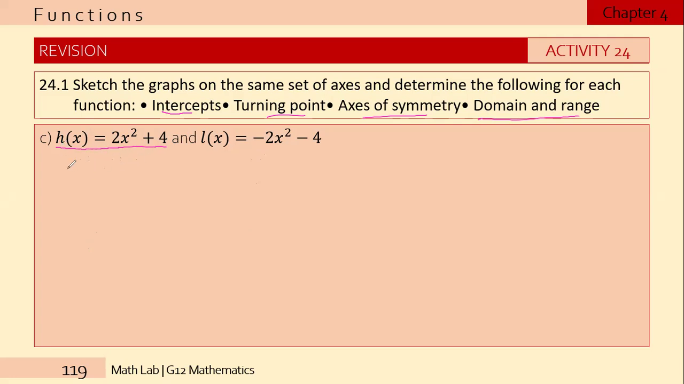Let's start with h of x, the first one here. So for the x-intercept, what do we do? For the x-intercept, y equals 0. So we've got y equals 2x squared minus 4. Then for the x-intercept, we equate y to 0. So we're going to say 2x squared minus 4 equals 0. We transpose: 2x squared equals 4, divided by 2, divided by 2.